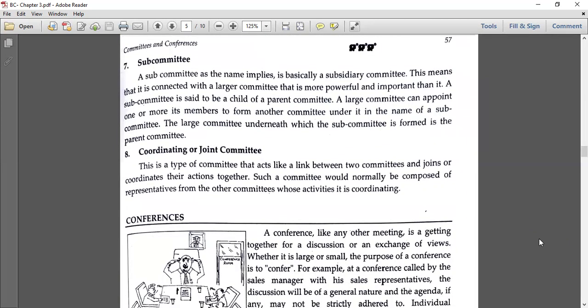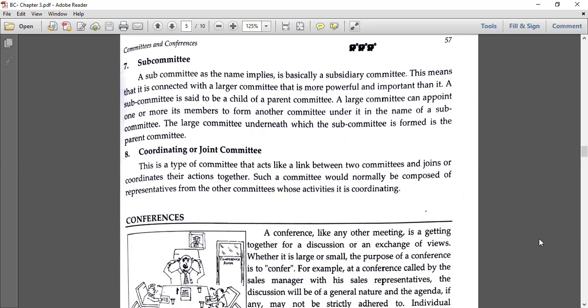Then the last two types are subcommittees and coordinating or joint committees. A subcommittee, as the name implies, is basically a subsidiary committee. This means that it is connected with a larger committee that is more powerful and important than it. Remember, we had exams going online the last 2 years. At that time, there was one committee, the exam committee, which decided exam related patterns, rules and regulations. And there was another committee, called the IT exam task committee, which did all the IT related work. That is, we had to make forms and other things that were going online. So the IT exam task committee becomes the subcommittee, whereas the exam committee is the main committee.